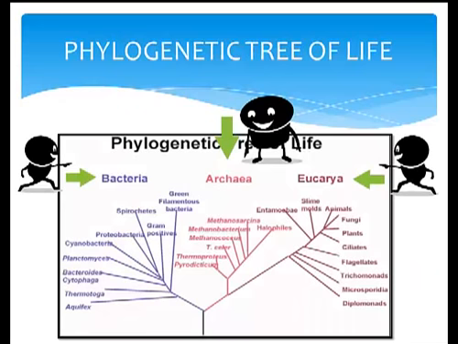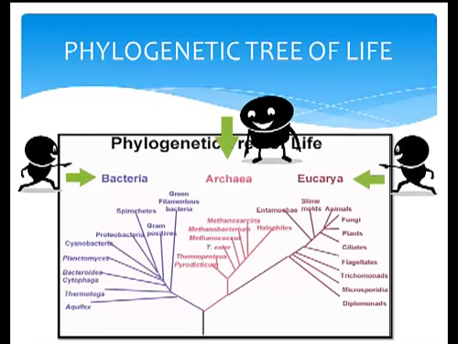The phylogenetic tree of life is a system for classifying biological organisms. Over the years, scientists have developed several systems for the classification of organisms. Under the system, organisms are classified into three domains. The domains are bacteria, archaea, and eukarya.